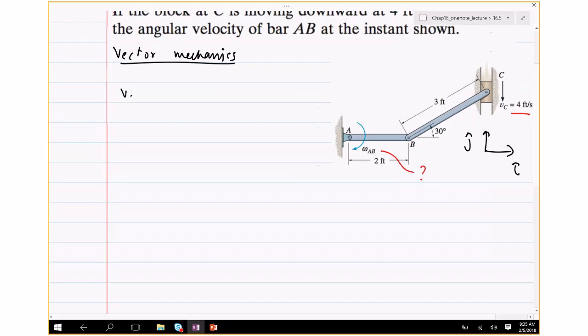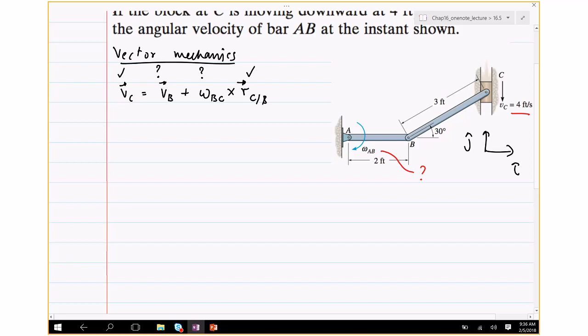So velocity of C is velocity of P plus omega BC crossed with R of C with respect to B. So I know what the velocity of C is. I know the magnitude and direction, so I can write that. I do not know anything about velocity of B. I don't know the magnitude as well as the direction. I do not know anything about omega BC. I just know that it is either pointing outside or inside the plane. And I know what the vector B to C is.